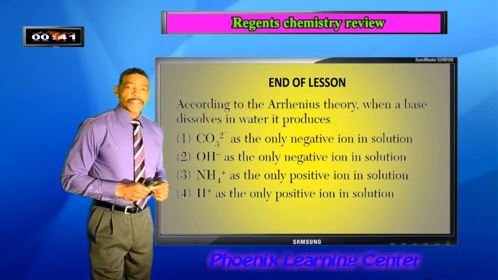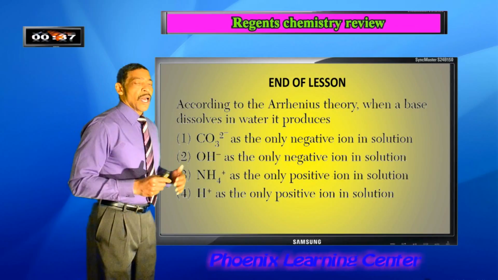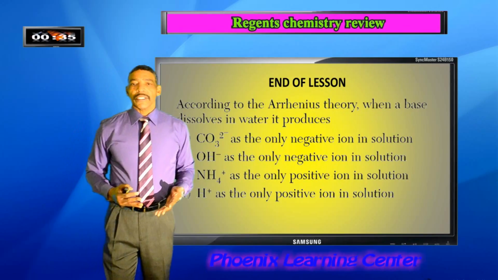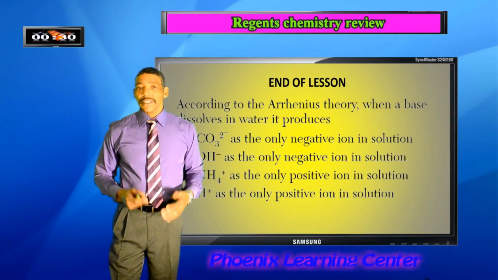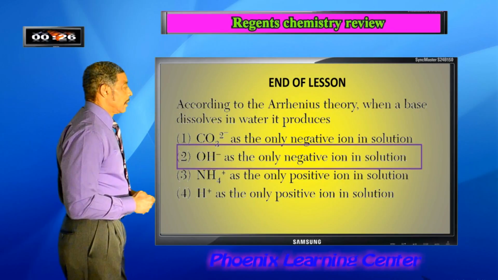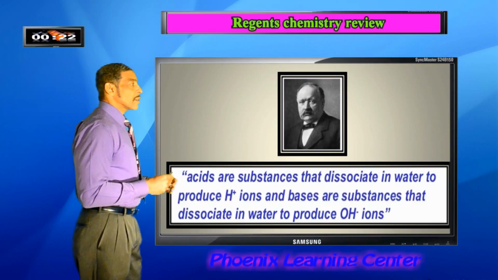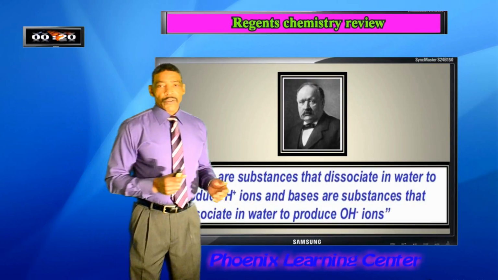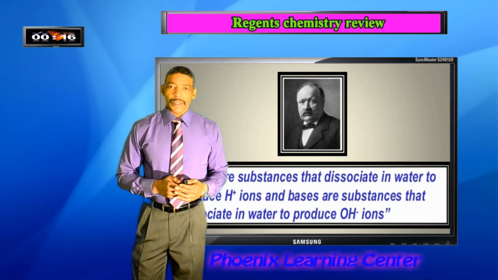According to the Arrhenius theory, when a base is dissolved in water, it produces, well, we know that in basic solutions, the hydroxide polyatomic ion will be the only negative ion present. So the answer to this question is number 2. This concludes my overview of Arrhenius acids and bases. Hopefully this lesson has been helpful.